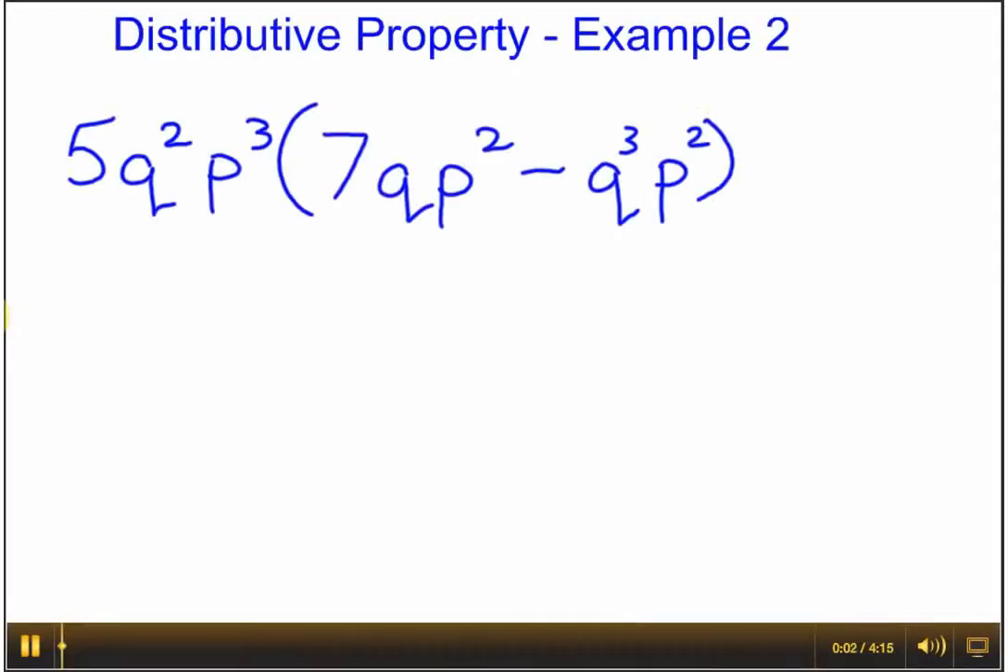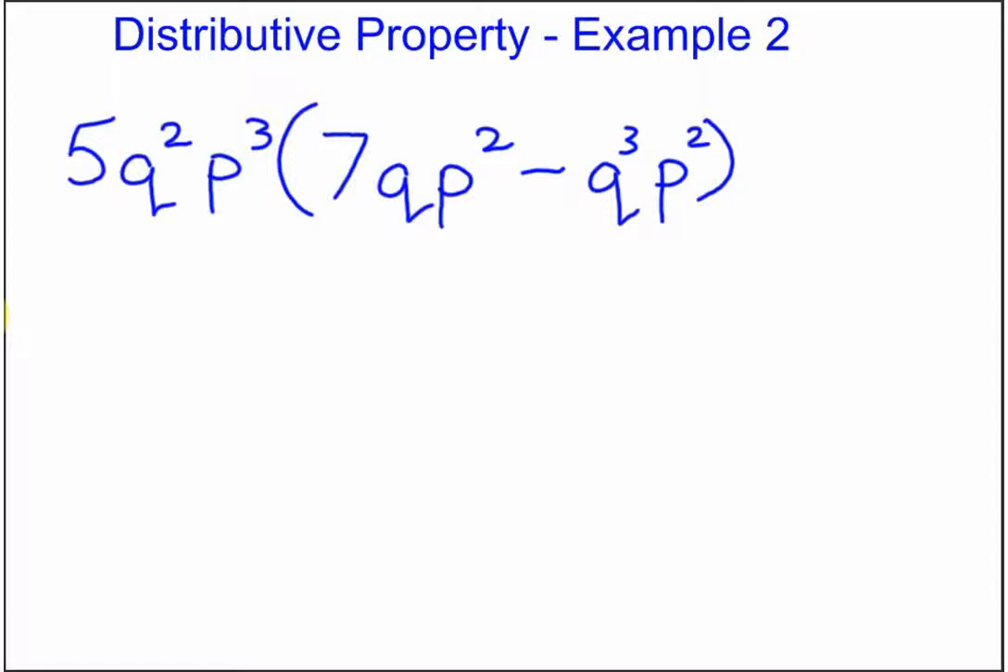Another distributive property example. As you can see, we have 5q squared p cubed times (7qp squared minus q cubed p squared). Now, this is a distributive property question. You'll notice that there is a monomial in front of the brackets, and we're multiplying it by a binomial. There are two terms in the bracket that follows. So this is definitely distributive property.